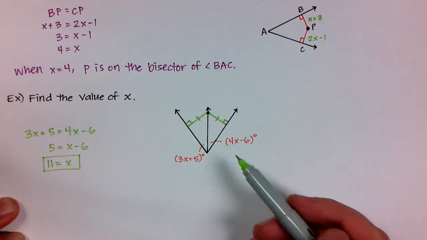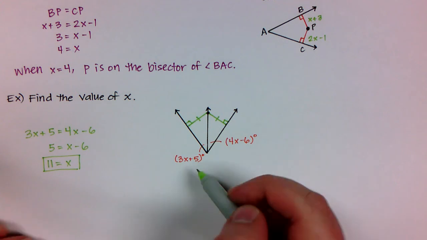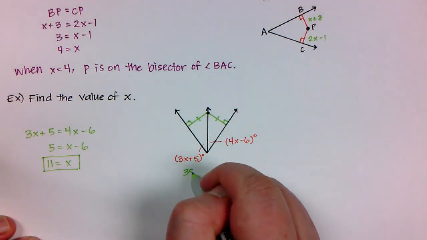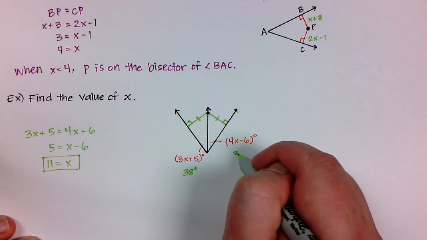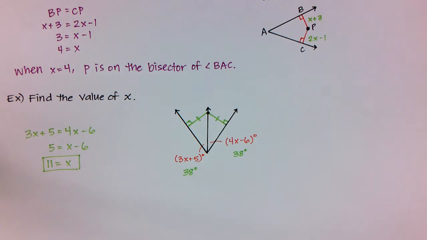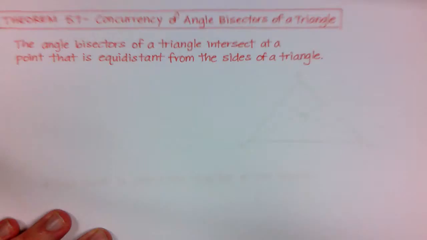So if I plug that in, then I would be able to find that both of those angles are exactly the same. Over here, I would get 38 degrees. And over here, 44 minus 6 is also 38 degrees. So it was an angle bisector. Awesome. Okay, we're going to move on to the end now.